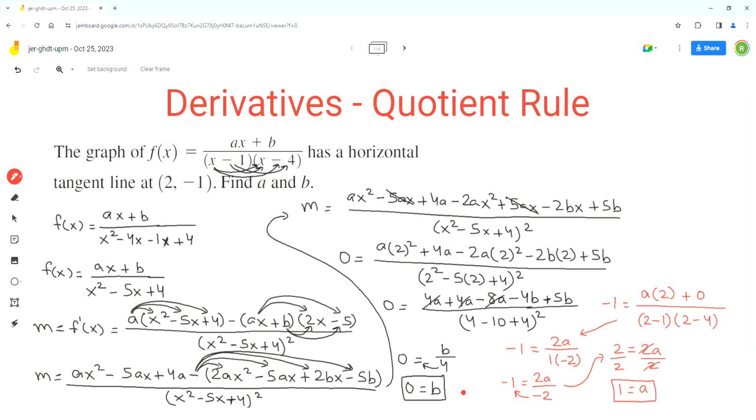So these are the steps you have to keep in mind to solve a problem like this one. It's very important to understand that we have to first find the slope of the function and then sub in the slope as 0 and x as 2, because that's the point at which the tangent line touches the given function. And from that we got b equals 0. And then we sub in that point in the given function to find the a value, which is equal to 1.